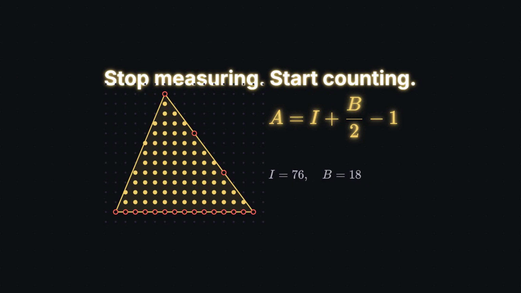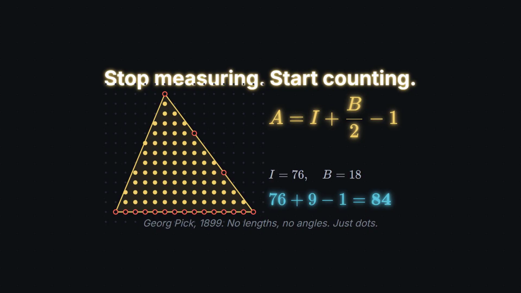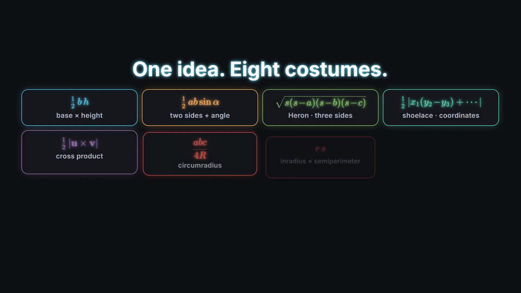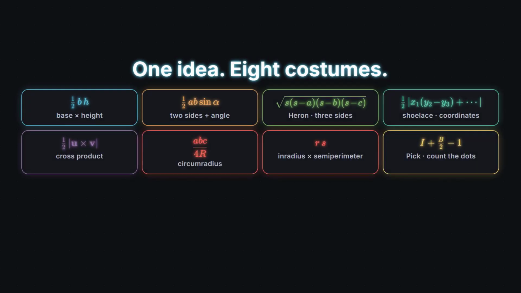76 dots inside, 18 along the edges. 76 plus 9 minus 1. 84. Georg Pick published that in 1899. No lengths, no angles, just dots. So step back and look at what we actually built. One idea, wearing 8 different outfits.